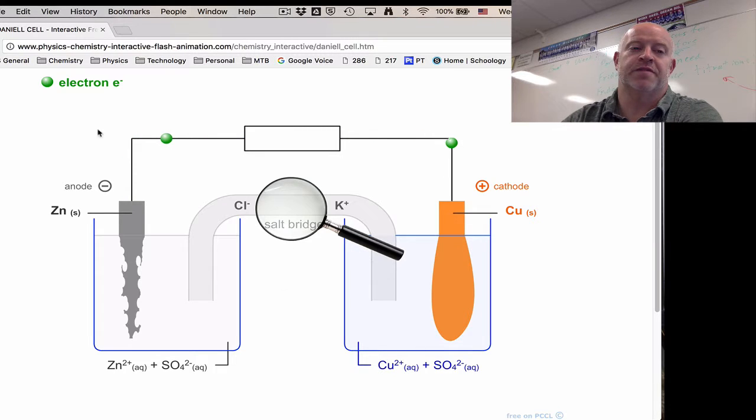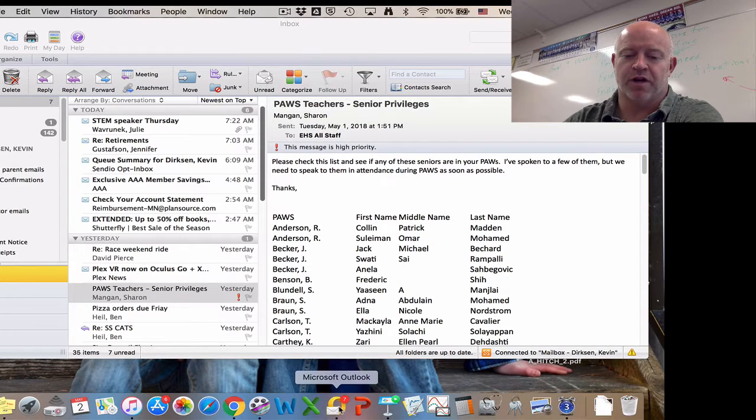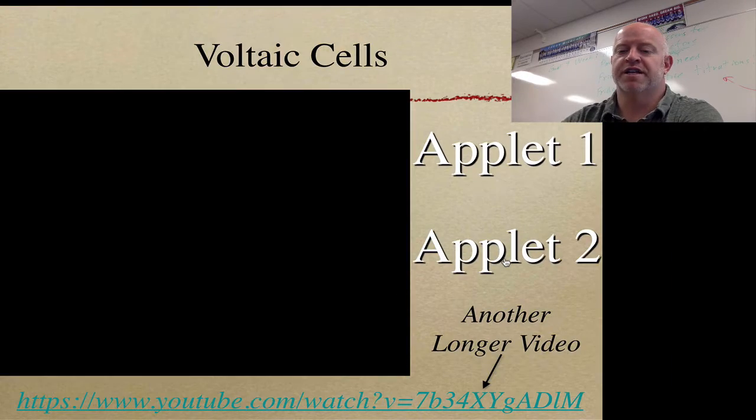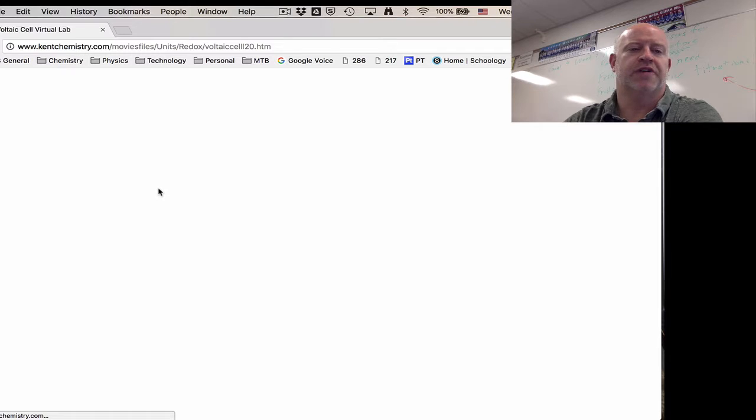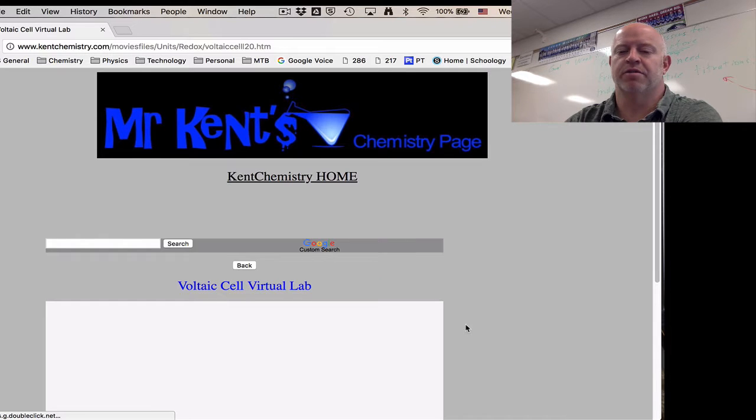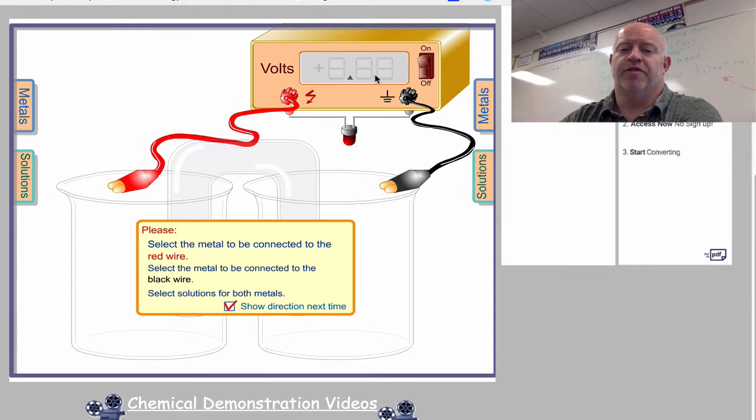Okay. So that's our first animation. If we go back to our slideshow, the second one here, I like it because what we can do with this one is we can actually modify the cell a little bit. Here we have a voltmeter, and we can choose what we have.